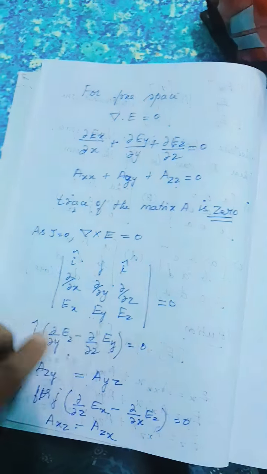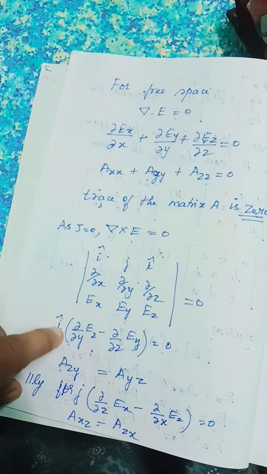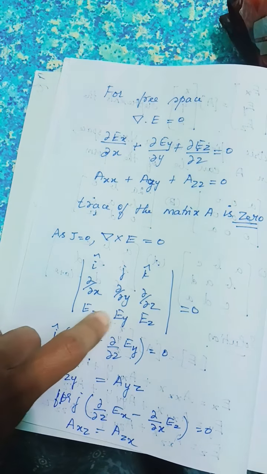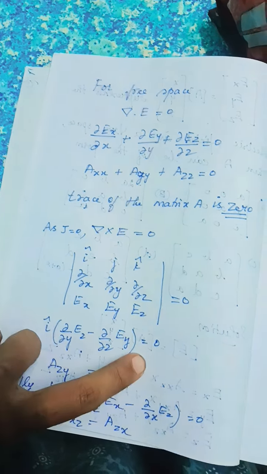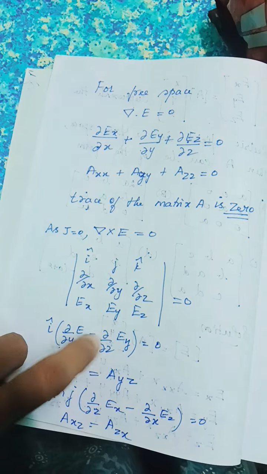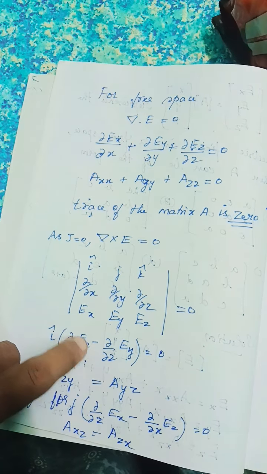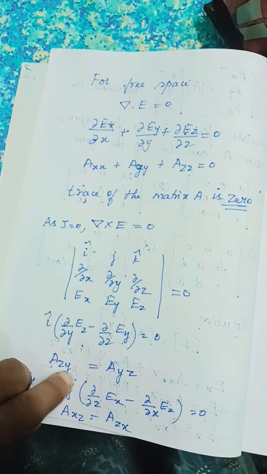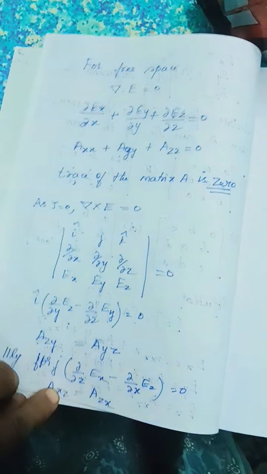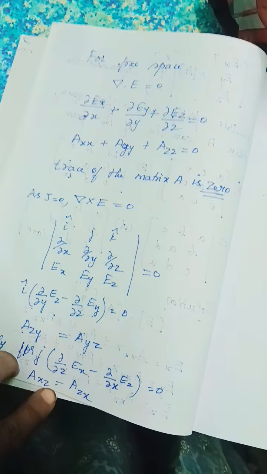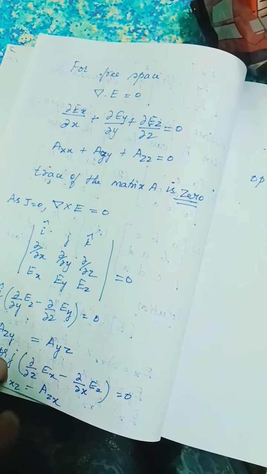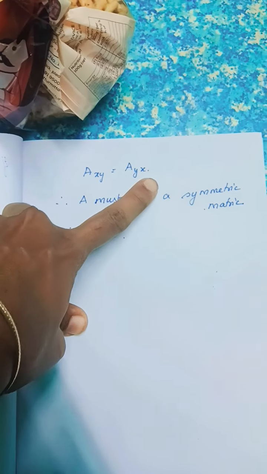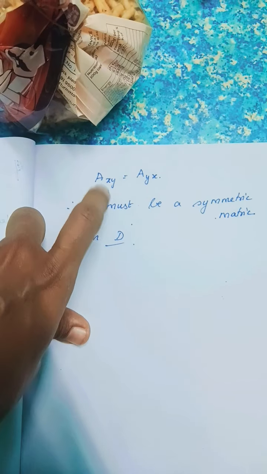This is the curl of the E vector. Writing the ith component, dou by dou y of Ez minus dou by dou z of Ey. Substituting the values for Ez and Ey and differentiating, you will get Azy equal to Ayz. Similarly, from the jth component, you will get Axz equal to Azx. Similarly, Axy equal to Ayx.